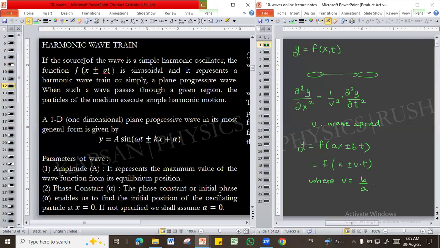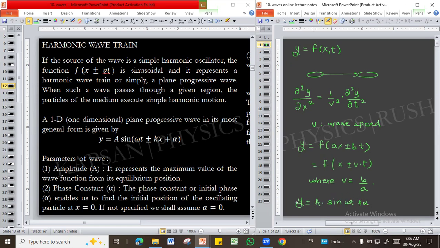Now what is a harmonic wave train? It is a very special wave function. What is the very special wave function? It will be the sine function. A sine function means the particle is going to oscillate in y direction. So its equation of oscillation will be a sin(ωt + α).